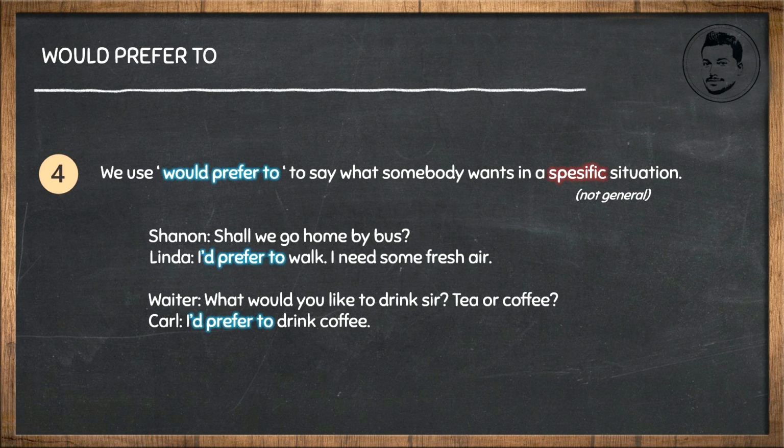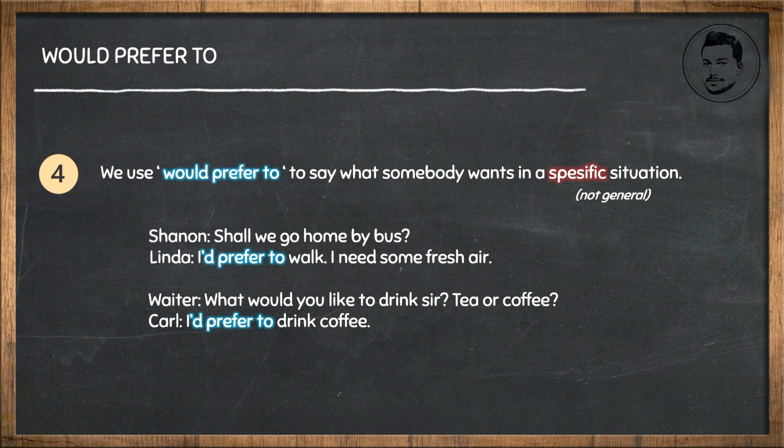Now the last one is would prefer to. Again, this has the same meaning. We use would prefer to talk about our preferences. Yes, but there is a little tiny difference between would prefer to and would rather and prefer. We use would prefer to say what somebody wants in a specific situation, not general. Remember what I had told you. I told you that we use prefer to and would rather than to talk about our general preferences. General. They mostly don't change.